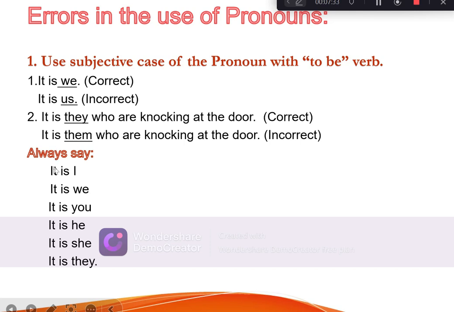So always say it is I, it is we, it is you, it is he, it is she, and it is they.